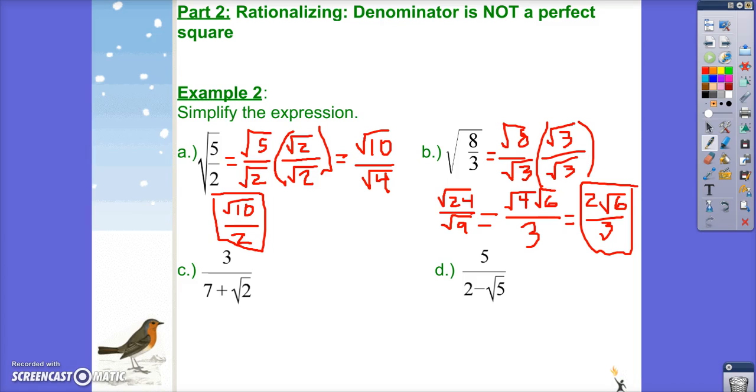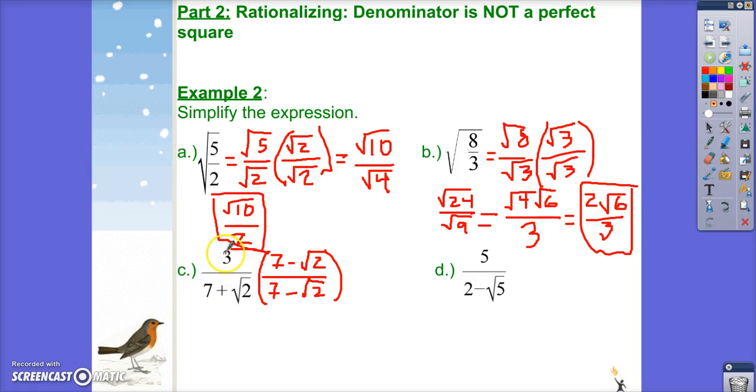Now if you look at C and D, how are these different? These are different because if you notice, we have 2 terms in the denominator as opposed to 1. So when we rationalize the denominator, we multiply top and bottom by the conjugate, but we have to change the sign in the middle. So we see it's positive, now it's negative.